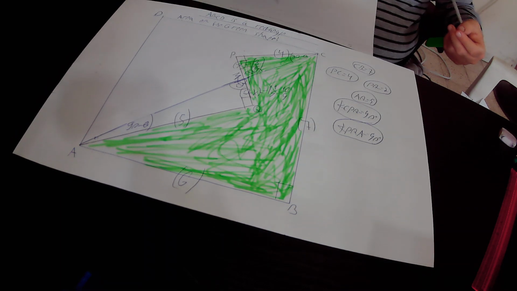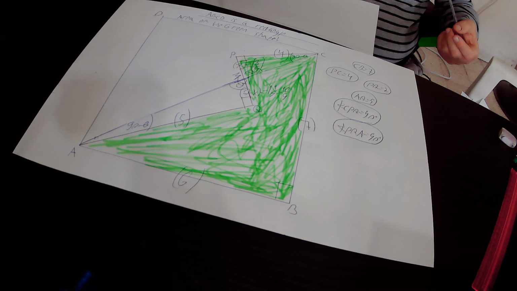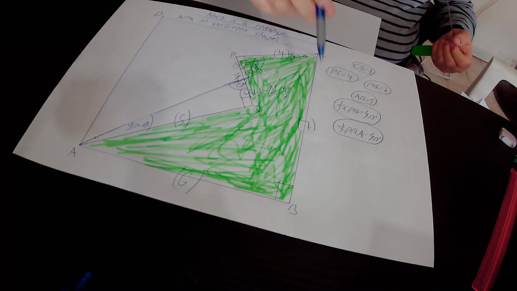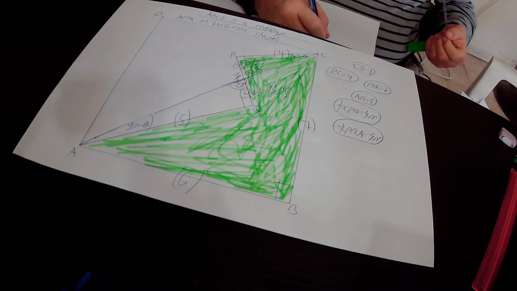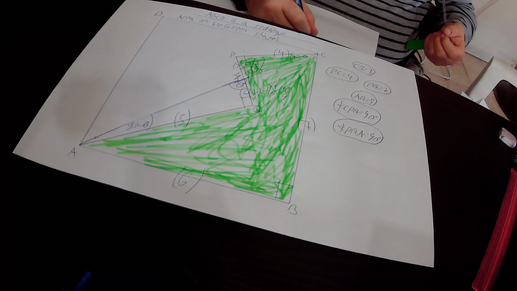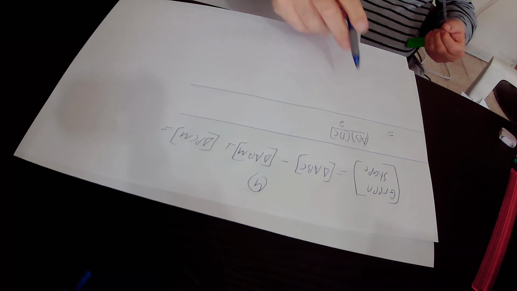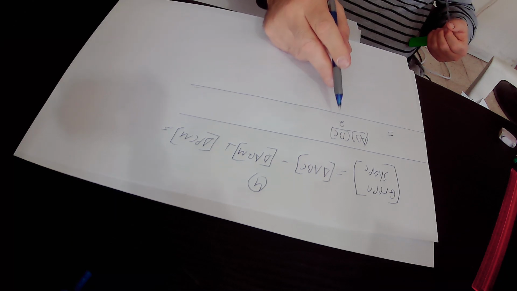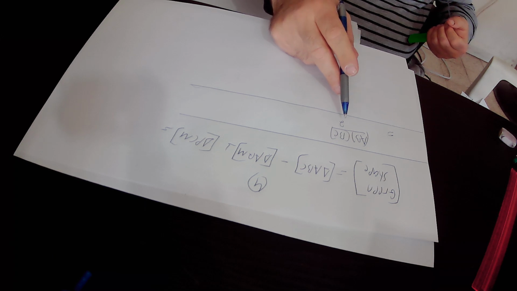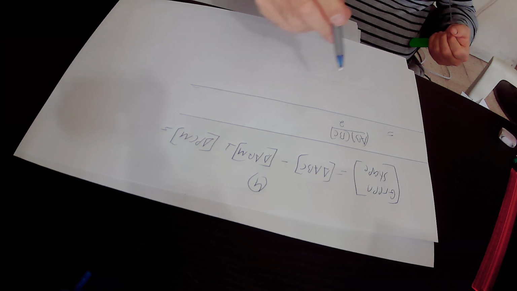The area of the big right triangle ABC equals the base of the triangle, that is AB, times the height to the base, that is BC, over 2. Repeat again, the area of triangle ABC equals the base AB times the height to the base, that is BC, over 2.